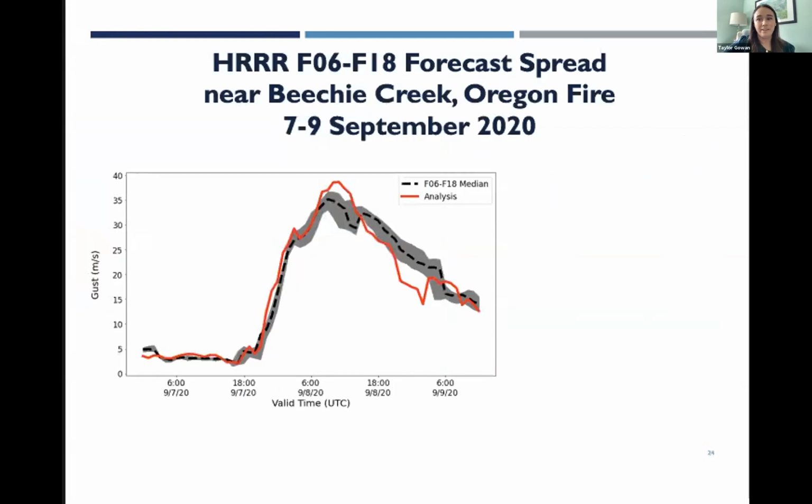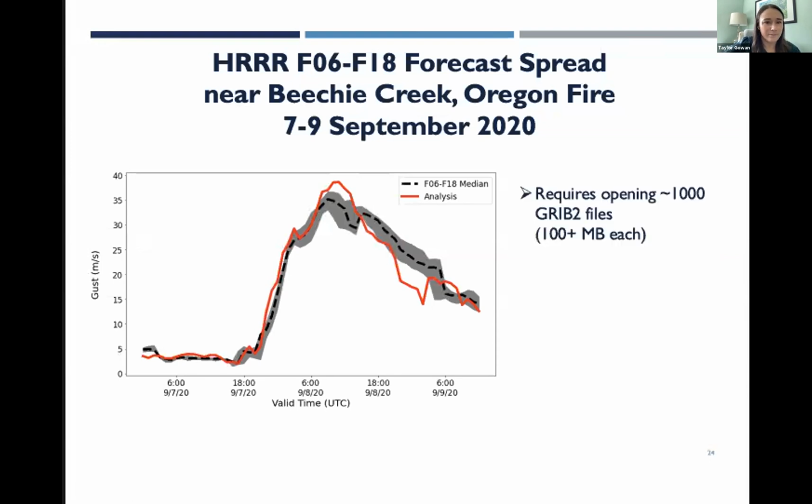Okay, so first we're going to look at a time series, which is what you see on the left, that displays the model spread using forecasts of wind gusts from that event, that downslope wind event in Western Oregon. For each hour from 0 UTC on September 7th to 12 UTC on September 9th, all 6 through 18-hour forecasts are used to calculate this forecast spread, which you see in the shaded gray, as well as the median forecasted wind gust for a grid space near one of the burning fires called the Beachy Creek Fire.